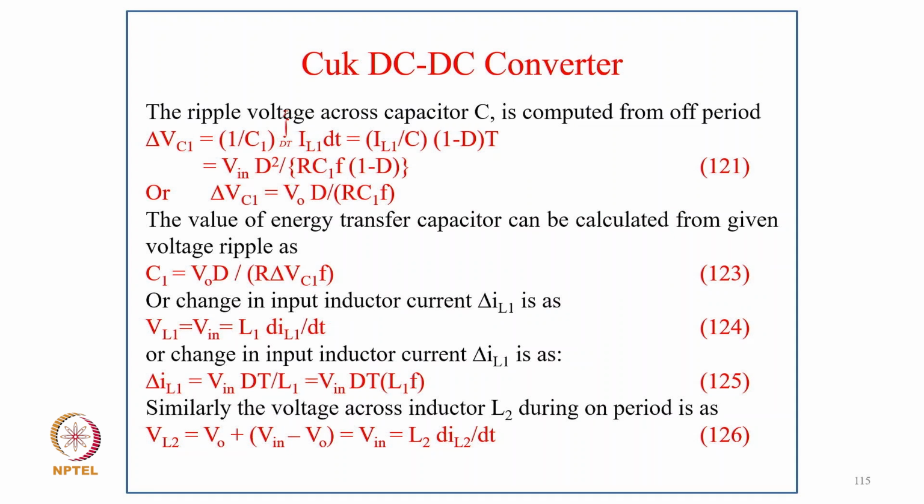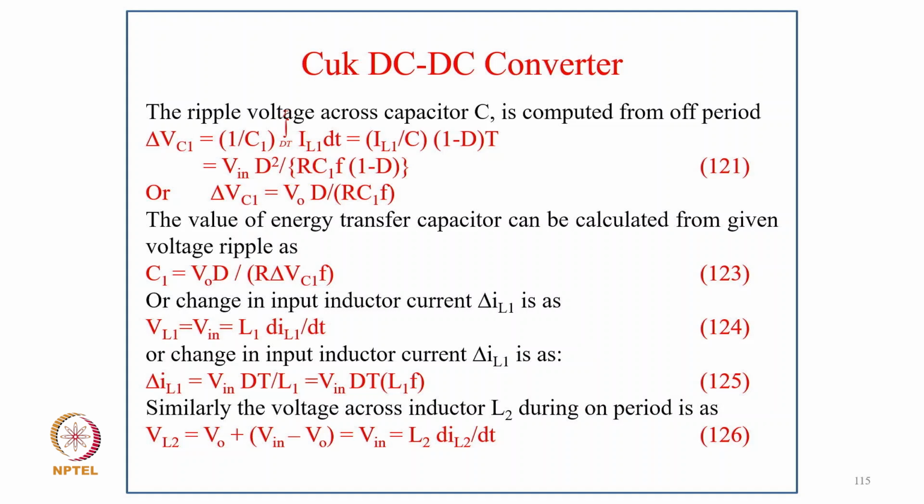The ripple voltage across the capacitor is computed from the off period. So delta VC1 equals 1 upon C times the integral from dT to T of IL1 dt, equal to IL1 upon C times (1 minus D) T, or equal to Vin D squared upon R C1 f (1 minus D), and delta VC1 equal to Vo D upon R C1 f. The value of the energy transfer capacitor can be calculated from the given voltage ripple: C1 equal to Vo D divided by R delta VC1 f.